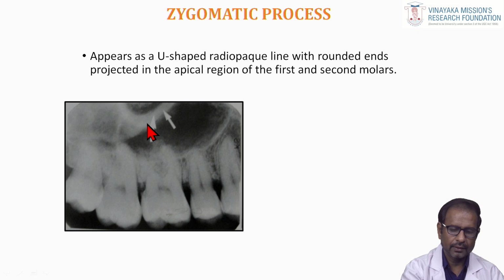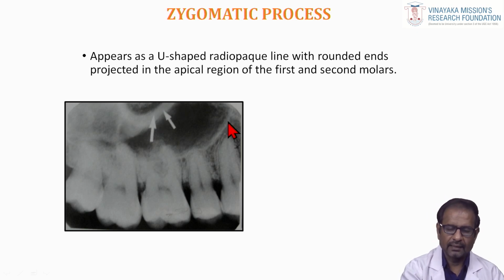Here, the U-shaped or V-shaped thick radiopaque line with rounded ends is projected in the apical region of the first and second molars. Usually, above the maxillary molar, apical to the maxillary molar, there are two structures.